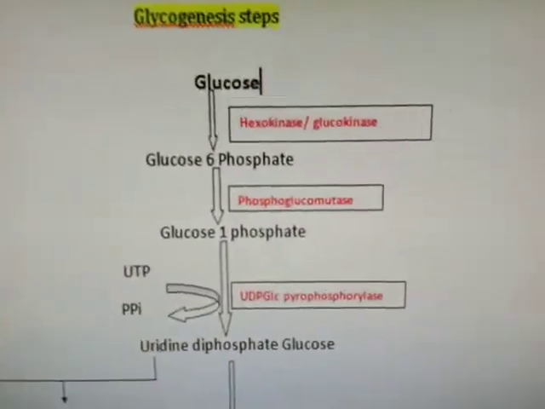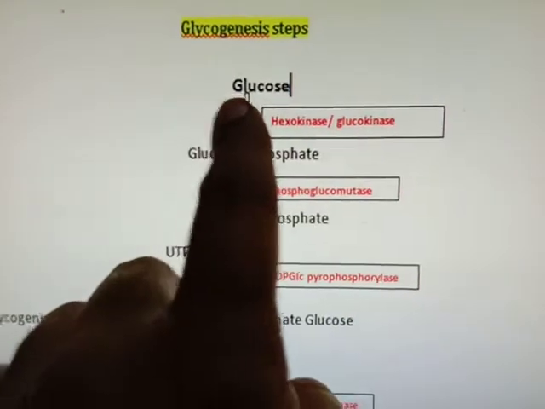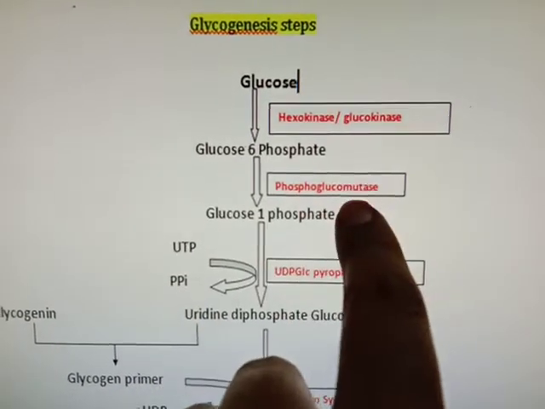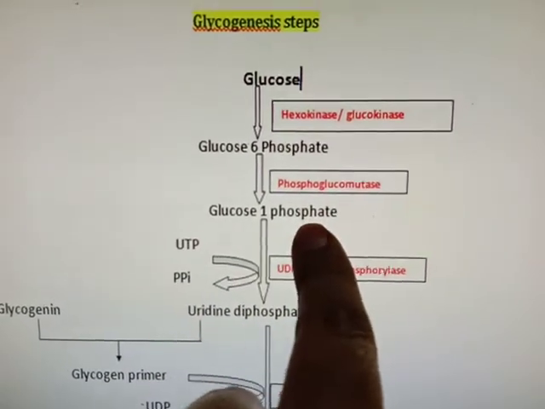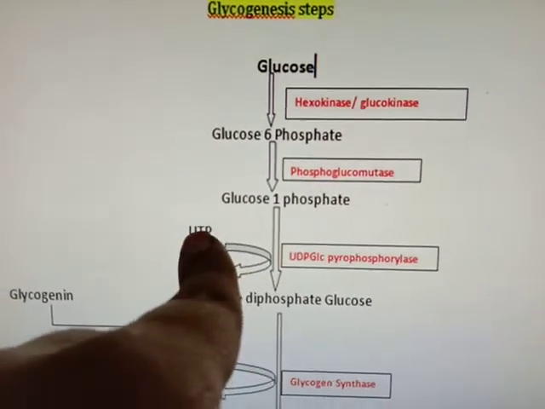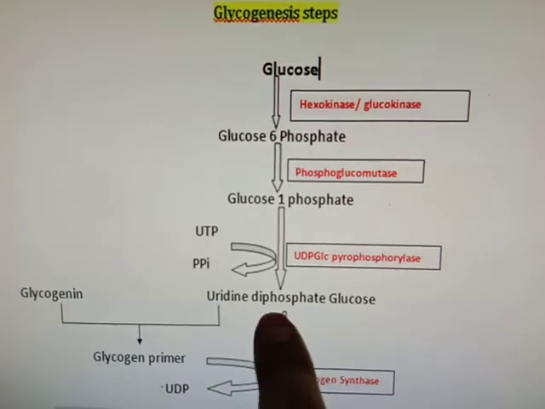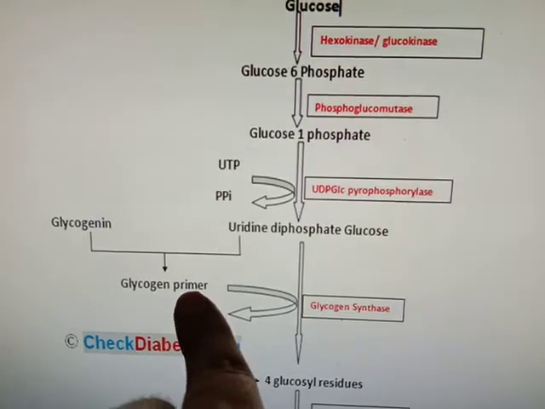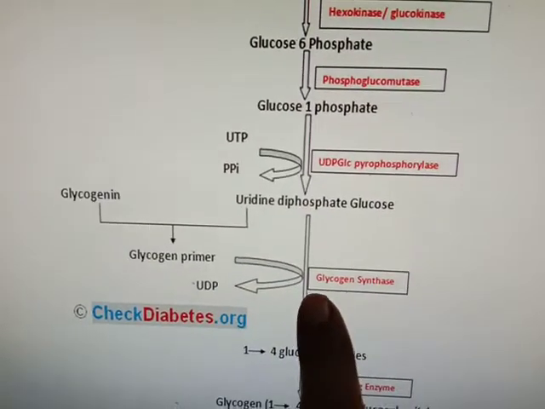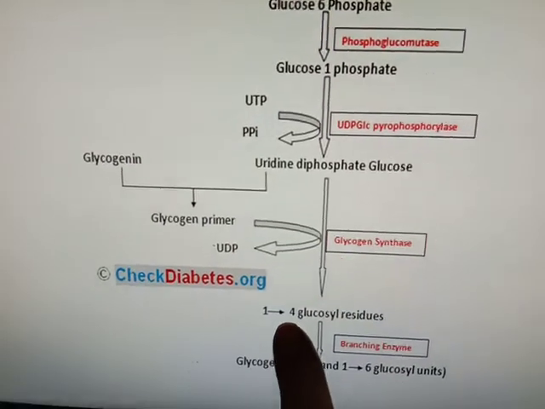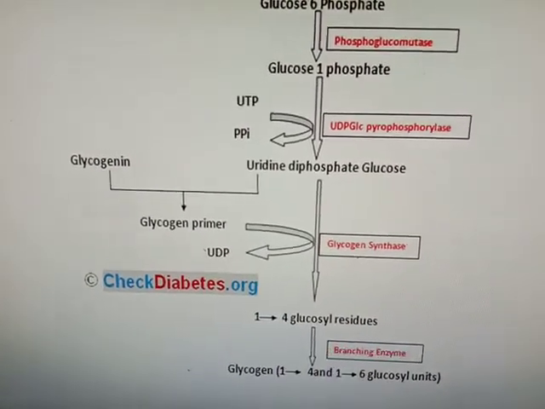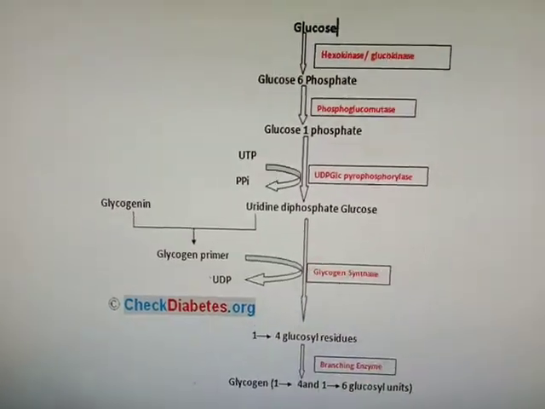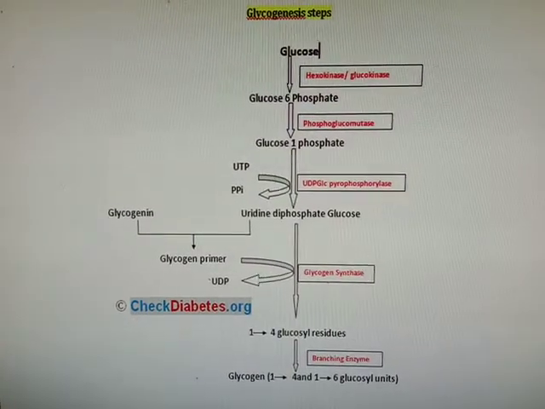So here see the glycogenesis. Glucose is converted by the enzyme hexokinase or glucokinase into glucose 6-phosphate. Then by the enzyme phosphoglucomutase it is converted into glucose 1-phosphate. Then this glucose 1-phosphate is linked with UTP to form UDP glucose, or uridine diphosphate glucose. Then this UDP glucose is transferred to the glycogen primer, where the glycogen synthase enzyme forms the alpha 1,4 glycosyl bond. Then glucosyl 4,6 transferase will add the branching point. Likewise, the branched chain structure of glycogen will form.